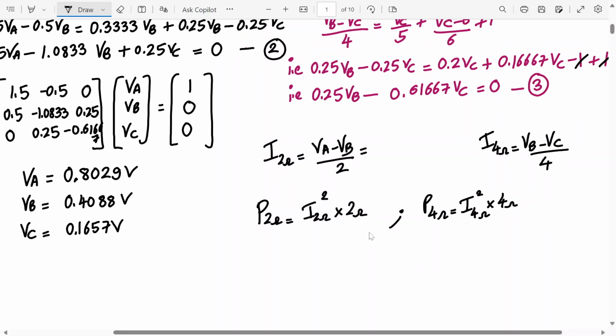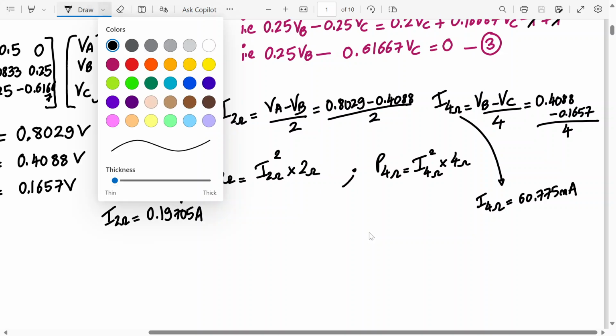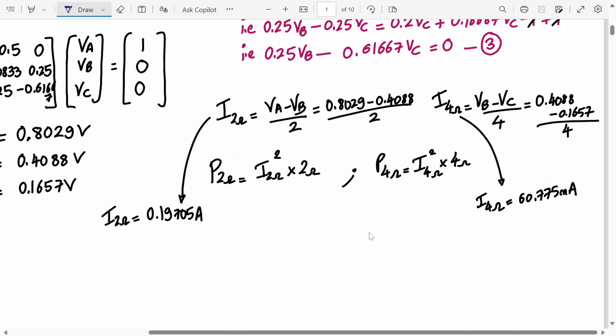If this is correct, then VA is 0.8029 minus 0.4088 divided by 2, and that comes out to be, just check this value, 0.19705. Is this value correct? Anyone checking? VB is 0.4088 minus 0.1657 divided by 4. So current through 4 ohm resistance is 60.775 milliamperes. Are you getting correct nearby values? Yes or no? Please check these values. These values might differ.